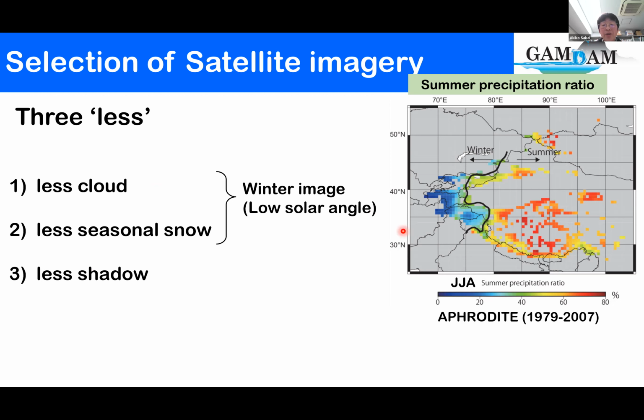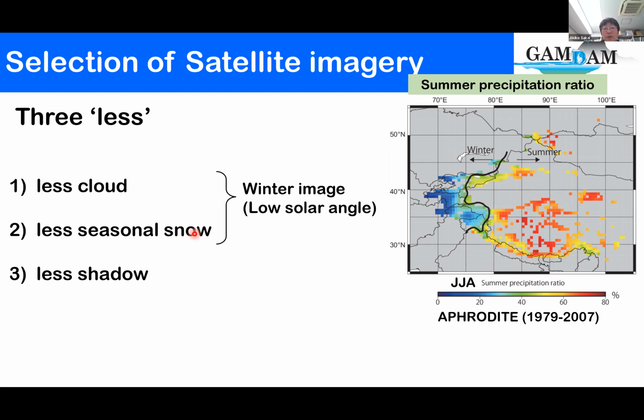In the high mountain Asia, a lot of area is affected by the summer monsoon, and this figure shows the summer precipitation ratio to annual precipitation, and red color indicates higher summer precipitation ratio. So almost the east side of high mountain Asia has much precipitation during summer. The monsoon brings along cloud and snow, and it is tough to find clear satellite images. Then winter images are preferable in terms of less cloud and less seasonal snow in high mountain Asia.